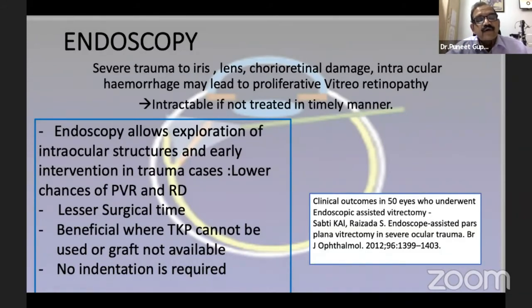Another advantage of endoscopy, especially in trauma cases, is that you don't require indentation in the endoscopy procedure. In these patients of trauma, because the wound is not stable, it is difficult to indent these patients in the conventional system.